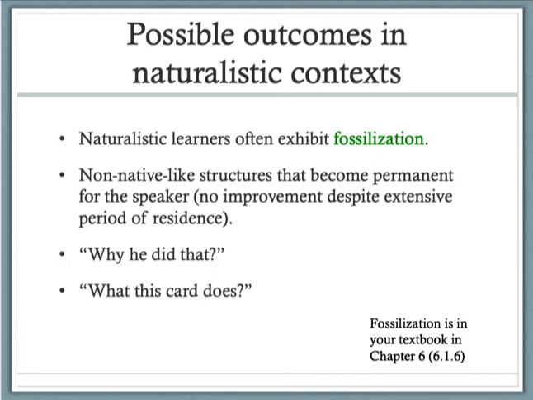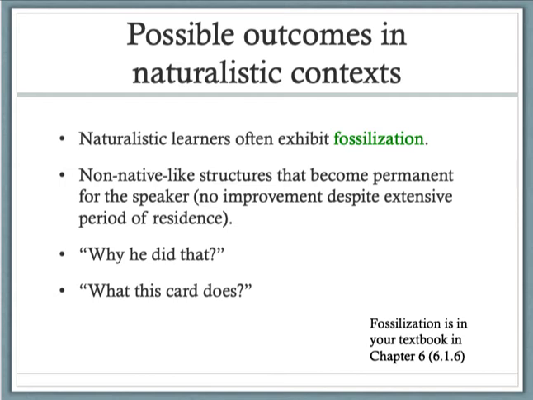Another possible outcome in a naturalistic context is something called fossilization. Now, fossilization does appear in your textbook, but it's not going to come up until chapter 6. You can take a look there if you want to. But basically, fossilization is the fact that errors or non-target-like structures become permanent for the learner despite many, many years of residence in the target country.